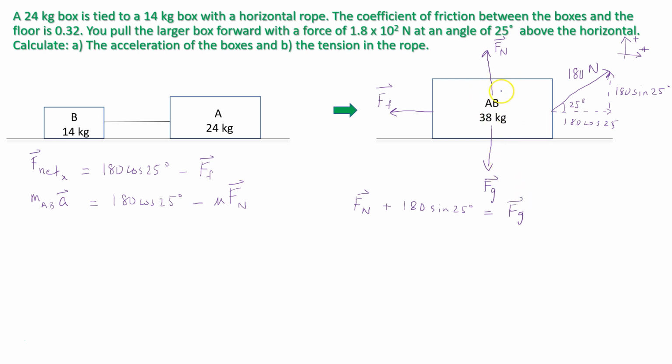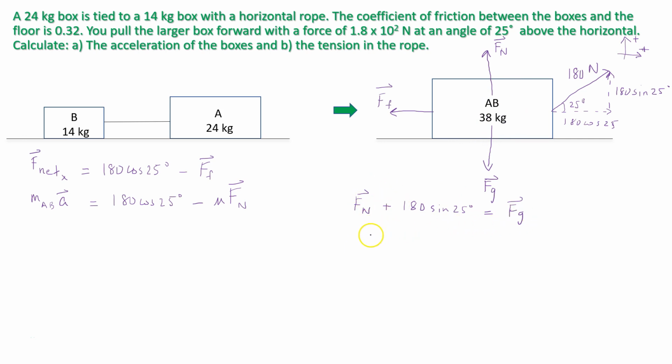And that's because this box is not accelerating in the vertical plane. It remains stationary with respect to the vertical plane. So that means that the forces in the vertical plane have to be balanced. So the normal force plus the vertical component of the applied force have to add up to the force of gravity on the box, for the box to remain on the floor and not to fly up or go through the floor.